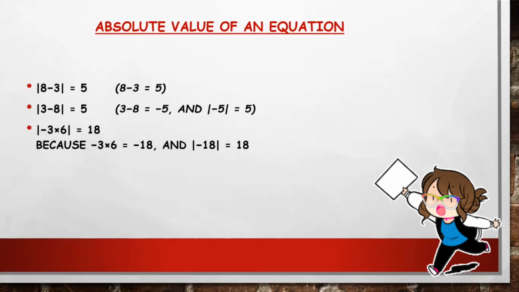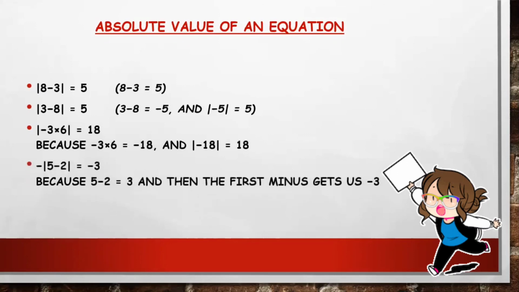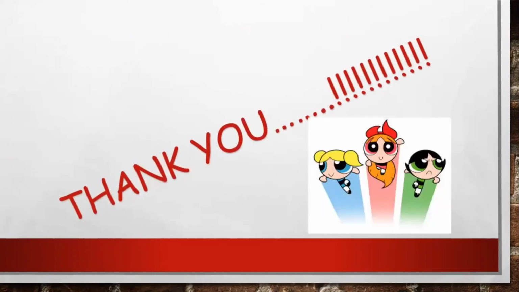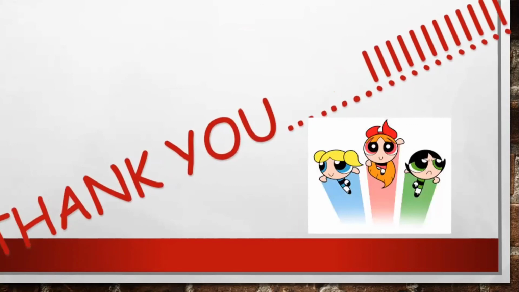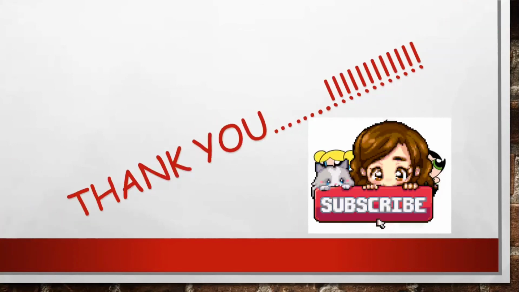If we have a multiplication, a division or any other question in the modulus, we have to solve that equation first, then write the answer in the modulus. If it is negative, only the positive number will come out. If it is positive, that number will come out. So this is how we have seen the absolute value of an integer today.